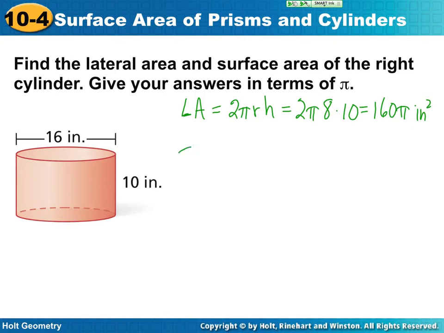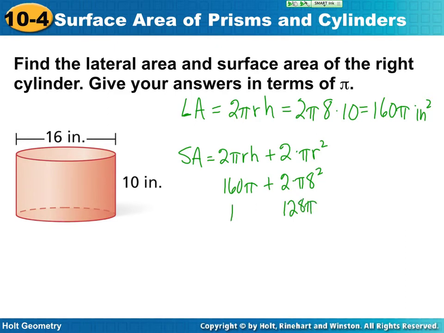Surface area is that same thing plus 2 circles. And again, you said the radius is 8. What's 8 squared? 64 times 2, 128. So we have to add on 128 pi to the 160 pi that we had for lateral area. So that makes a total of 288 pi square inches.